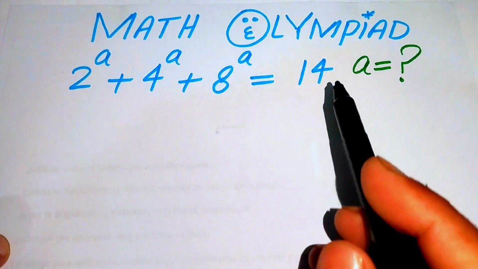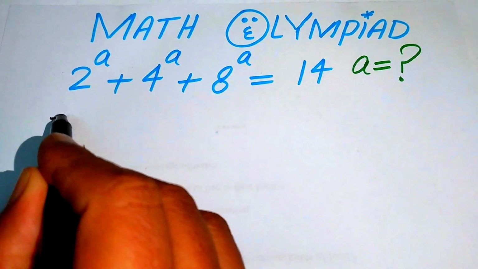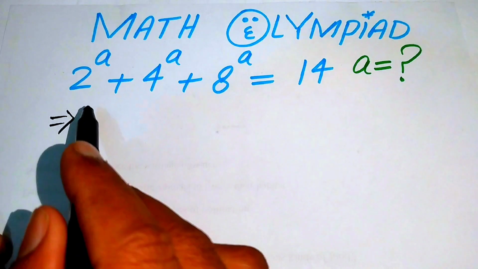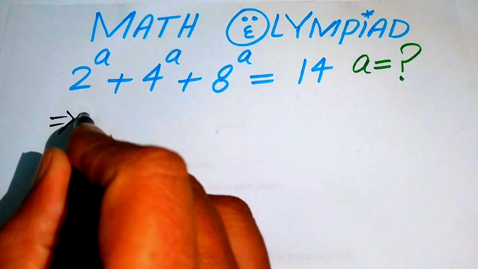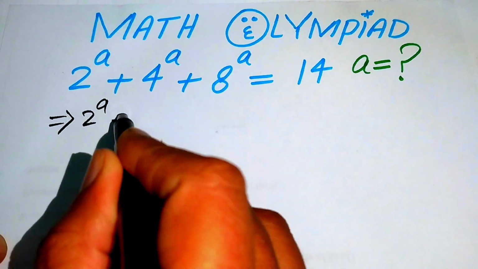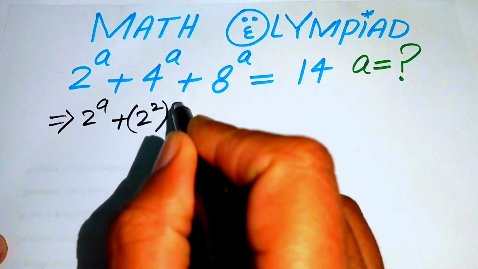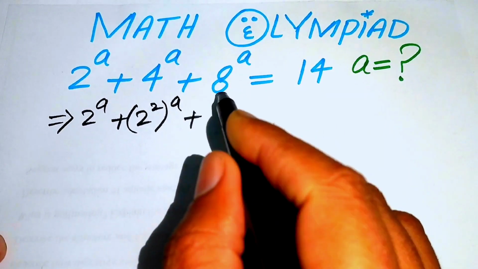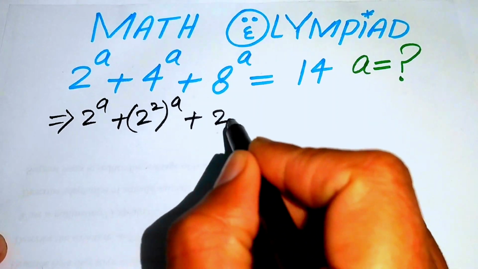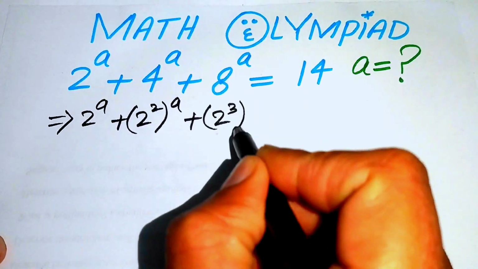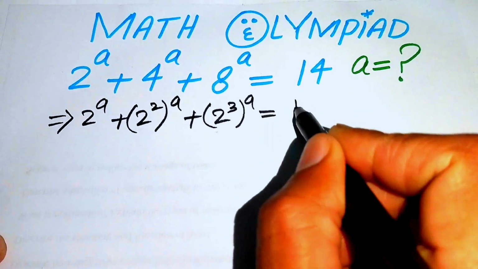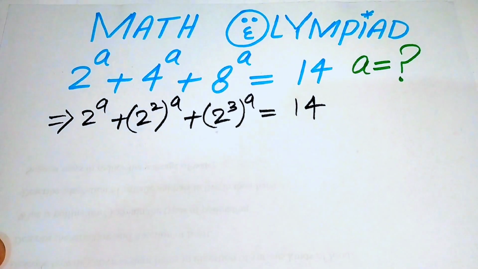So the very first thing we are going to do is rewrite this equation. We first write this 2 to the power of a as it is, and we have 4 and we write it as 2 squared and its whole power a, plus here we have 8 and we write it as 2 cubed and its whole power a equals to 14.